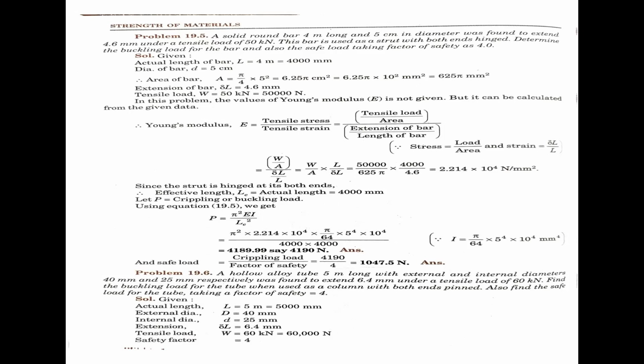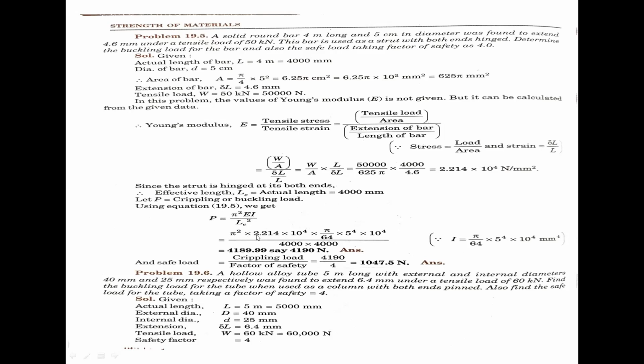Since the strut is hinged at both ends, the effective length LE equal to the actual length, that equals 4000 mm. Let P equal to crippling or buckling load. Using equation 19.5, P equal to pi square EI by LE square. For both ends hinged, LE equal to L. That is the condition from Table 19.1.